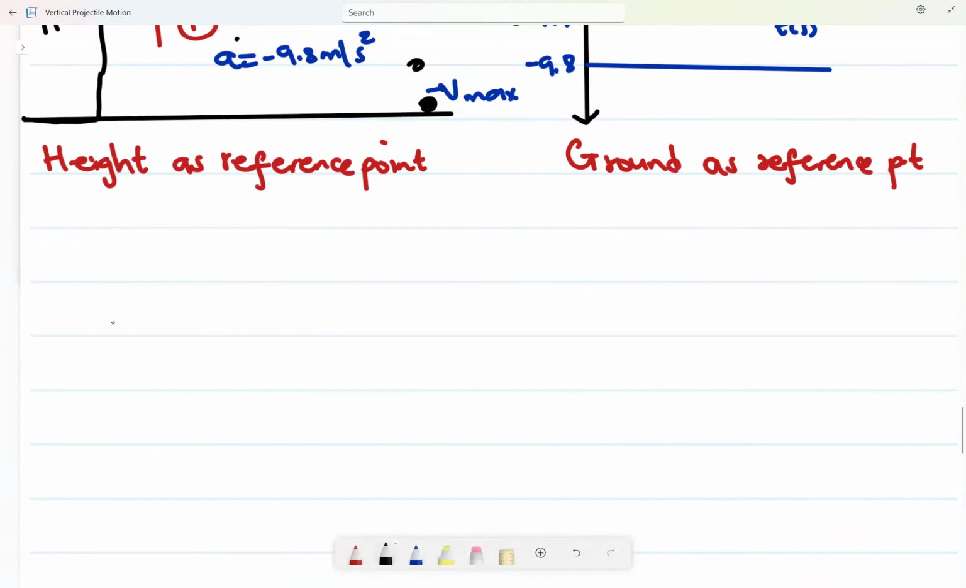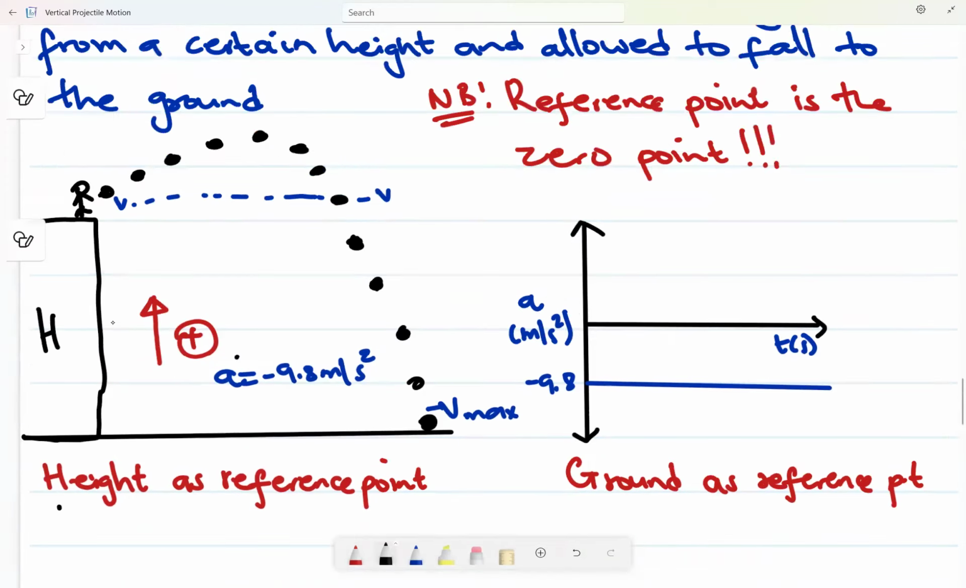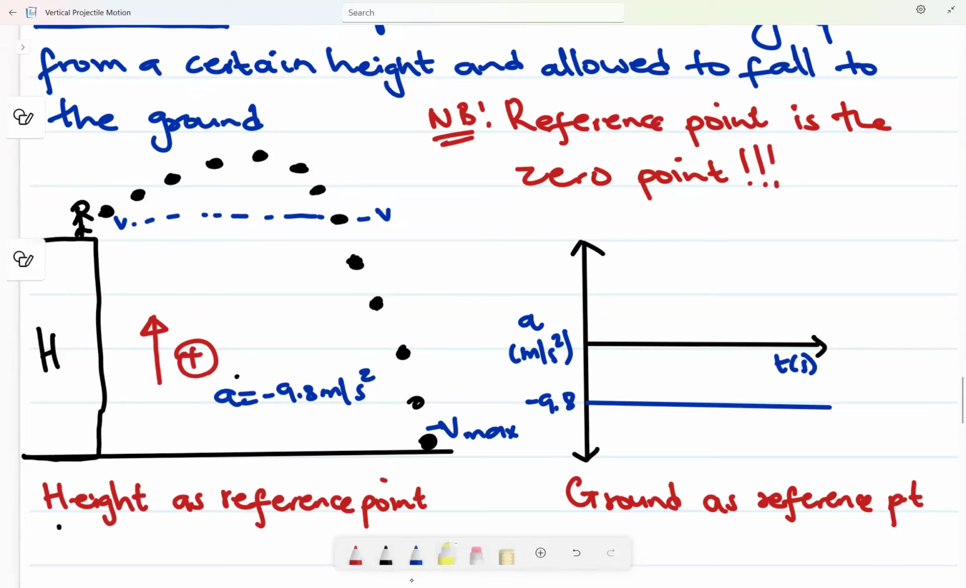Let's consider the first scenario. The first scenario, they say you take height as a reference. So height will be your 0 point. I want you to come to your trajectory and say height will be your 0 point, meaning here will be your 0 point. It means now you'll draw your axis there. Then your axis will go like that. Okay? This is what I want you to draw.